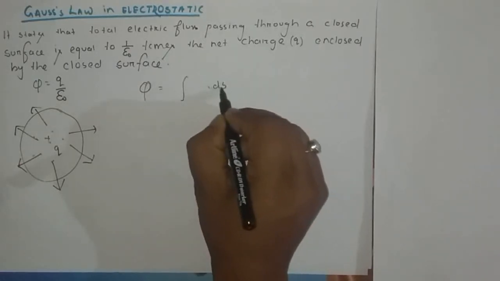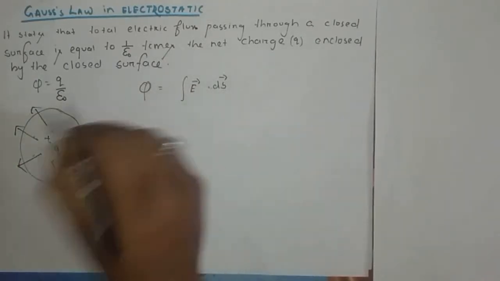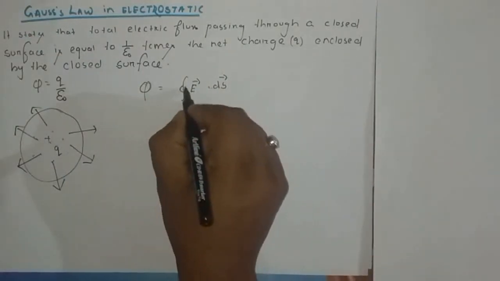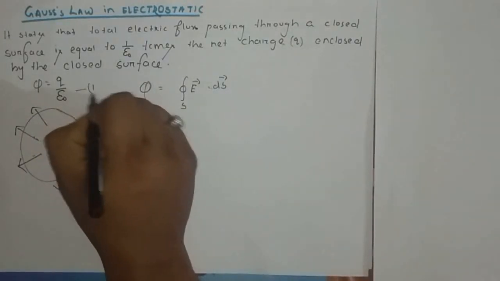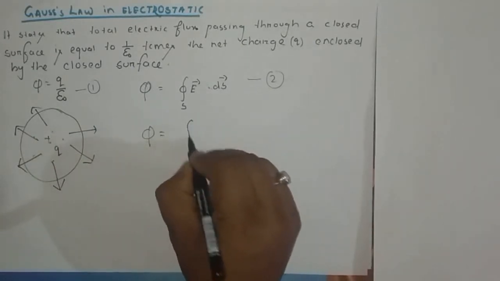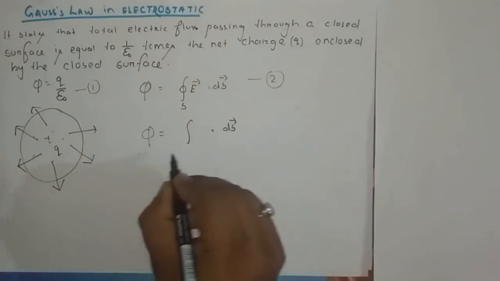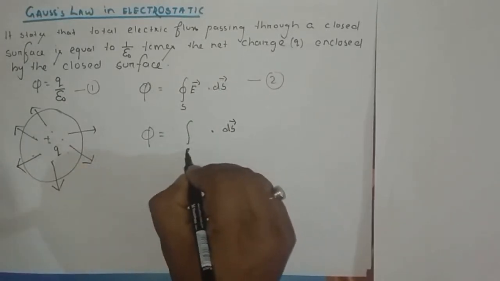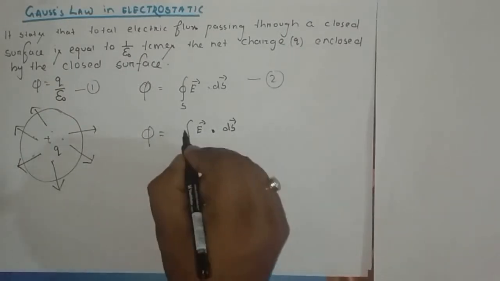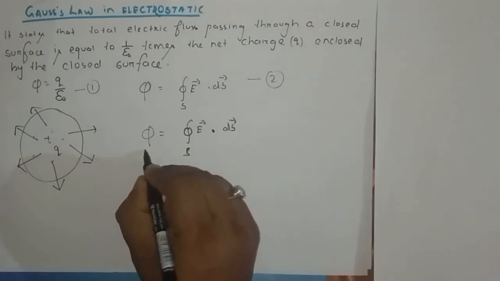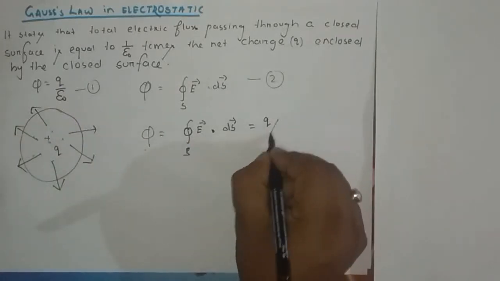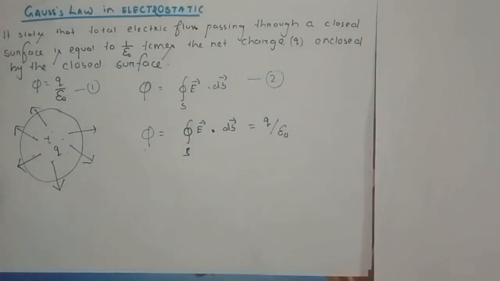Surface integral of electric field is flux, and this is a football-type sphere, meaning a closed surface. So from equation 1 and equation 2, I can write that flux is nothing but the surface integral of the dot product of the electric field around a closed surface, which is nothing but the net charge enclosed by that surface divided by epsilon naught.